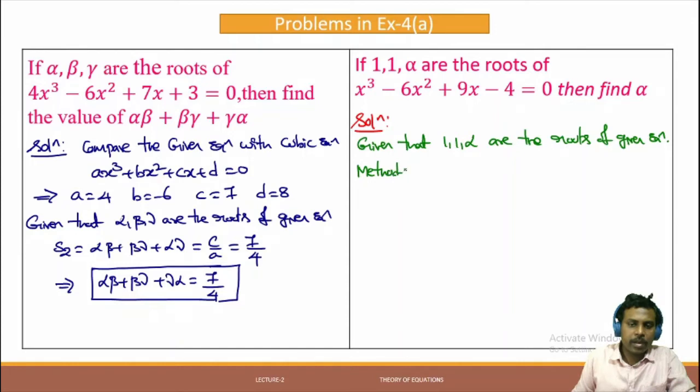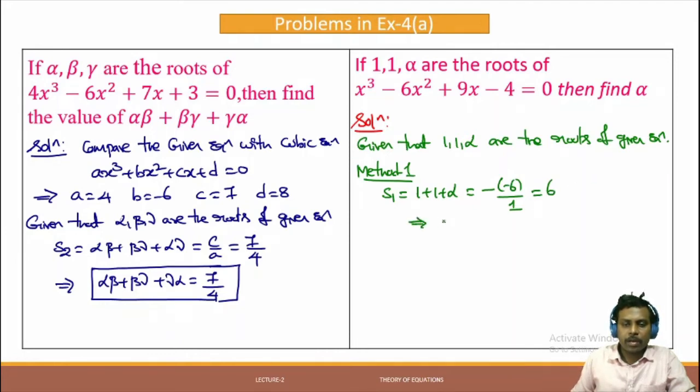This is method 1. Now let us consider S1. S1 is what? Sum of the roots. Sum of the roots is equal to minus x square coefficient, that is minus 6, divided by the leading coefficient, that is 1. So that is 6. So this implies 2 plus alpha is equal to 6. Implies alpha is equal to 6 minus 2, that is equal to 4. So alpha value we have got it.